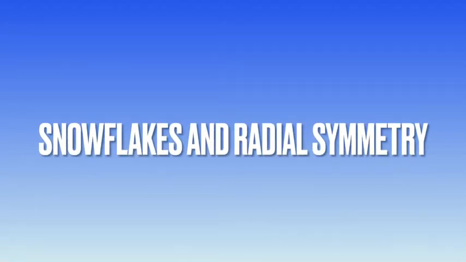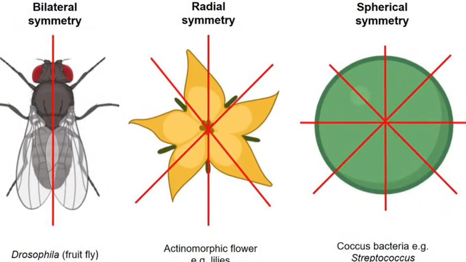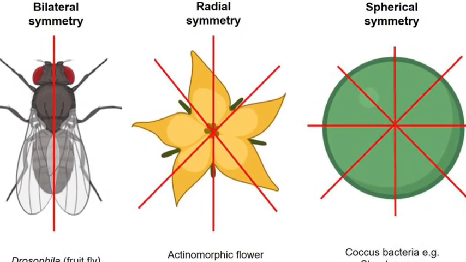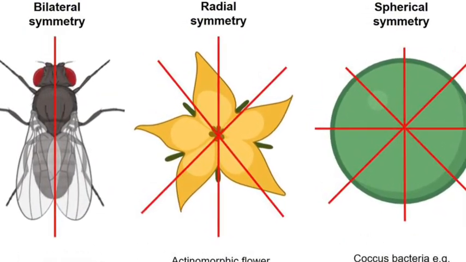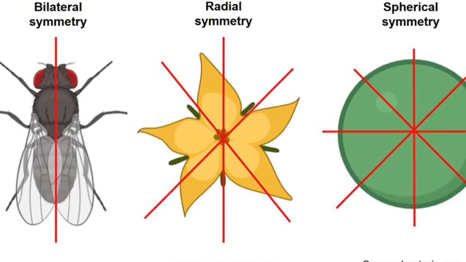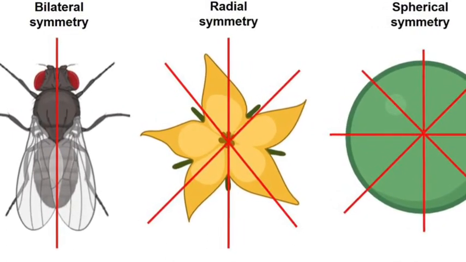Hello, today we are going to start showing our understanding of radial symmetry by making snowflakes. To understand radial symmetry, first we have to understand symmetry. Bilateral symmetry is when you cut something down the center and it's the same on one side as it is on the other side. Radial symmetry is a little different.